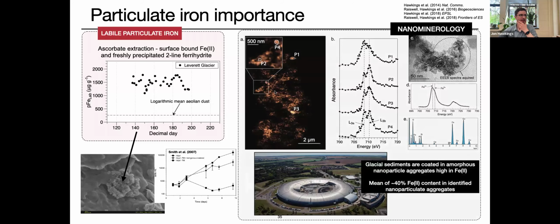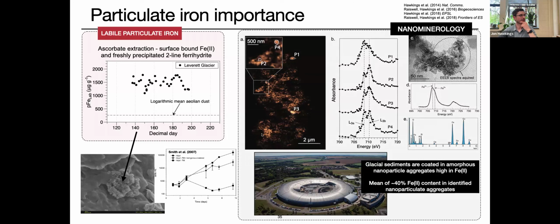We're also interested in the valence state of the iron, because that might pertain somewhat to the bioavailability, so how easy the iron is to access for organisms, both in situ and downstream. So we did this nanomineralogy in a synchrotron, this is Diamond Light Source in the UK, and we're using something called scanning X-ray microscopy to look at the valence state of the nanoparticles.